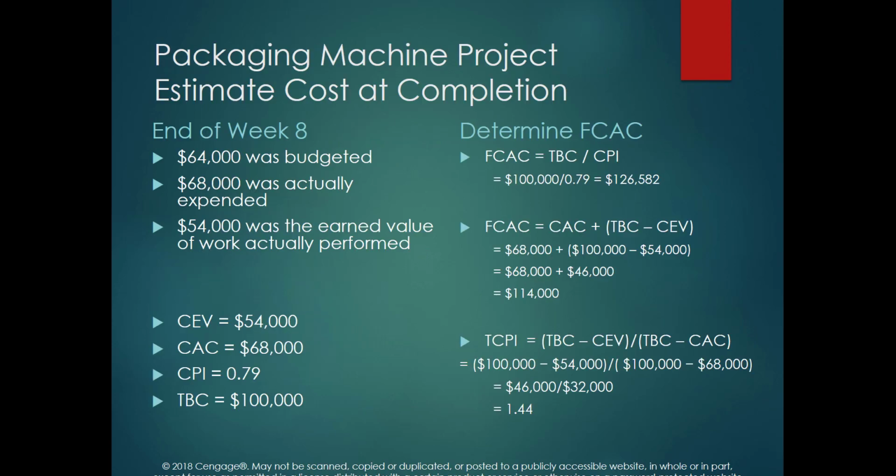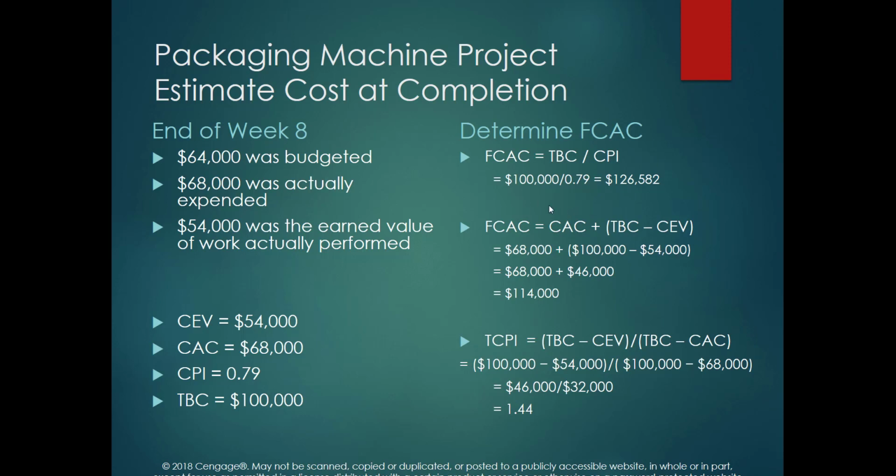An example is, again, the packaging machine project. We want to estimate the cost at the completion of the project. At the end of week 8, we have $64,000 as a budget. Then we spent $68,000. Then the earned value was $54,000. So if we list this information, we have an earned value of $54,000, an actual cost of $68,000, a cost performance index of 79%, and the total budget cost is $100,000.